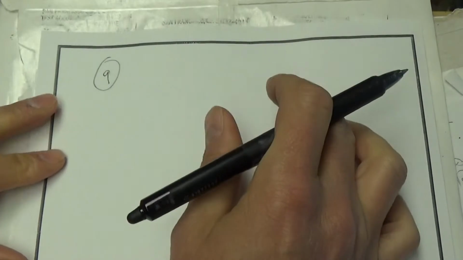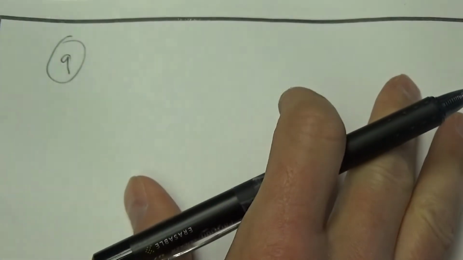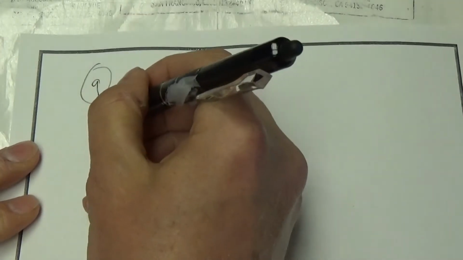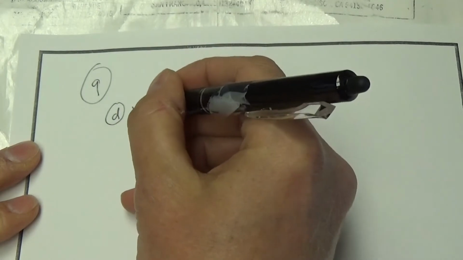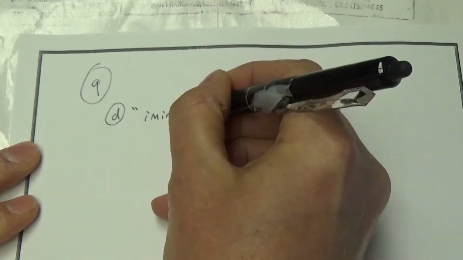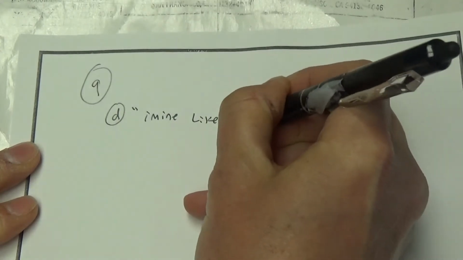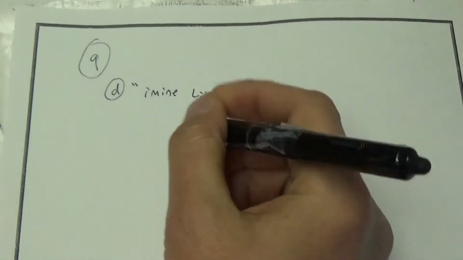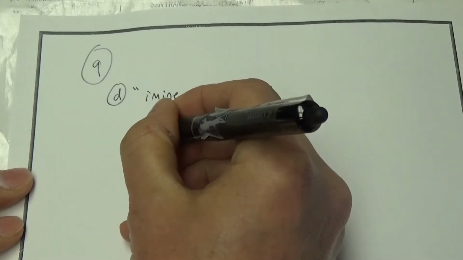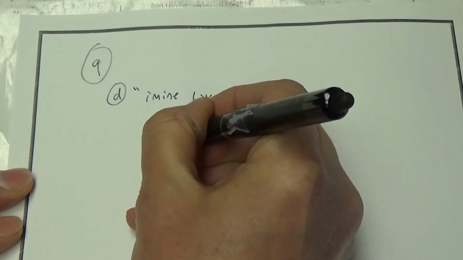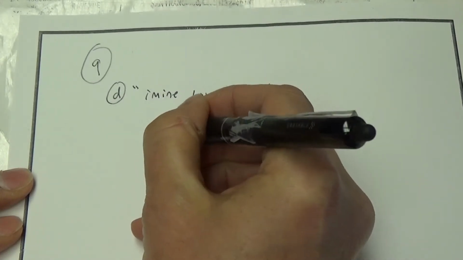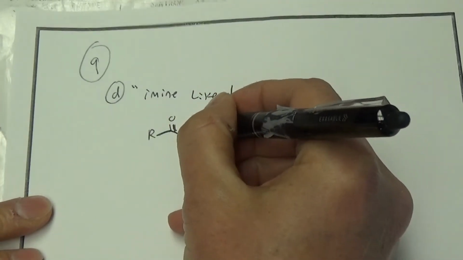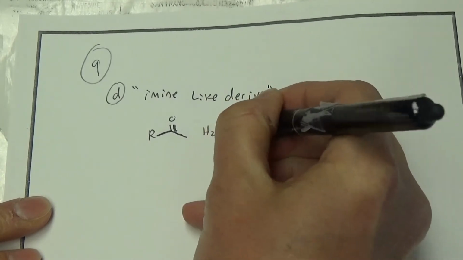Alright, so still on number 9, which are these nitrogen derivatives, amines, enamines, blah blah blah. Now we're on to something called imine-like derivatives. So they're like imines, but they're not exactly imines. They all have fun names. I don't make a big deal about testing on names, but I will mention the names so you're aware of them.